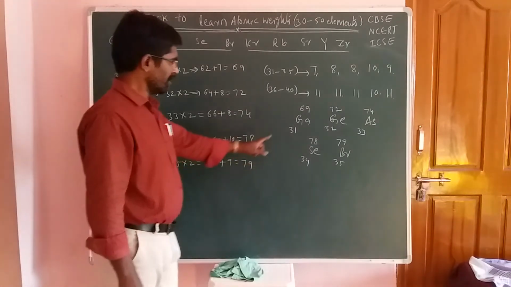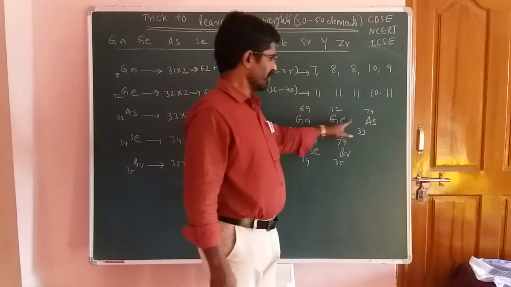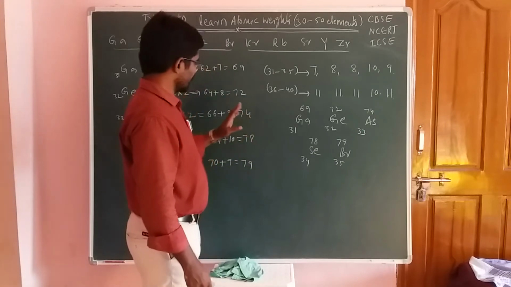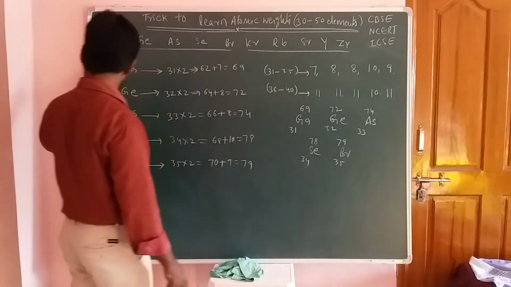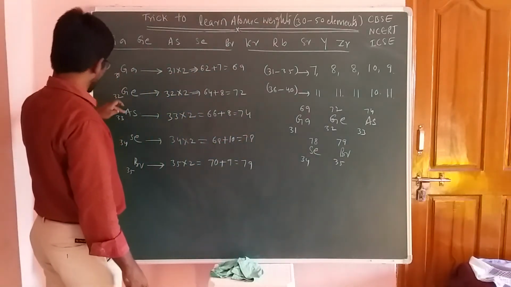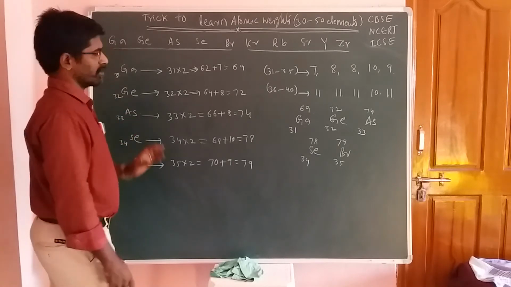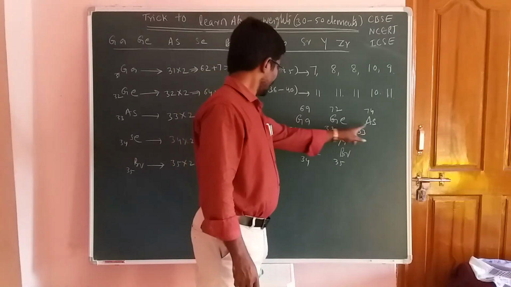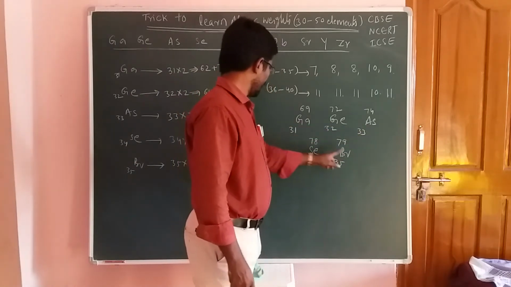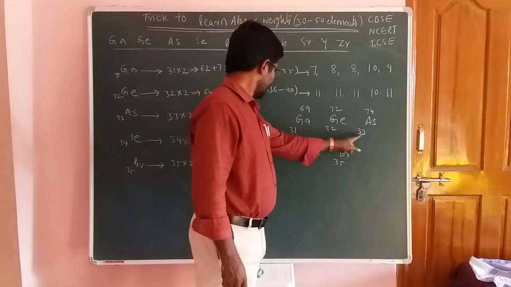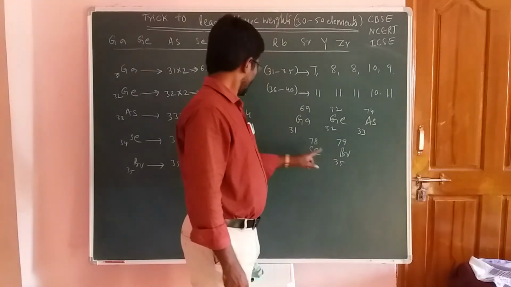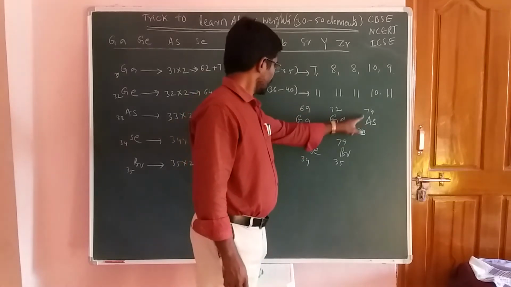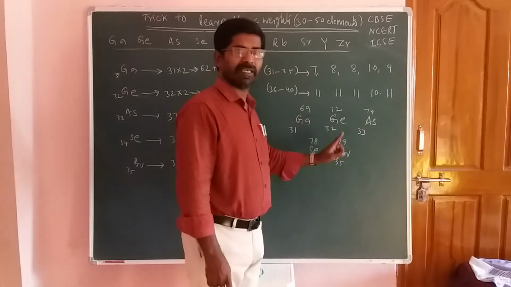Gallium, germanium, arsenic, selenium, and bromine. Okay students, wait. I hope there is no mistake here. These are the elements with atomic numbers 31, 32, 33, 34, and 35. Gallium's atomic weight is 69, then 72, 74, 78, and 79.